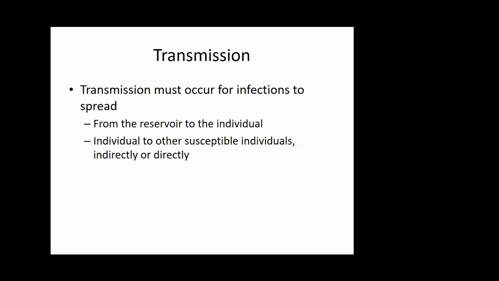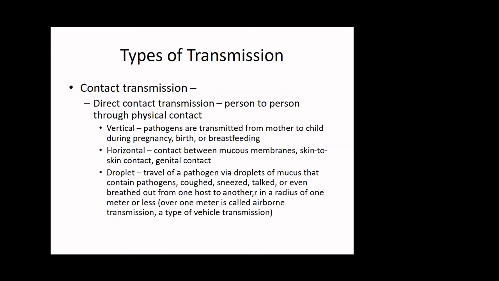All right, transmission. Transmission has to occur for infections to spread. It's that simple, right? Sometimes that's from a reservoir to an individual, or from an individual to other individuals, either directly or indirectly. So there are lots of types of transmission. The easiest one to understand probably is contact transmission: literally physical contact, person to person spread. That can be vertical or horizontal.